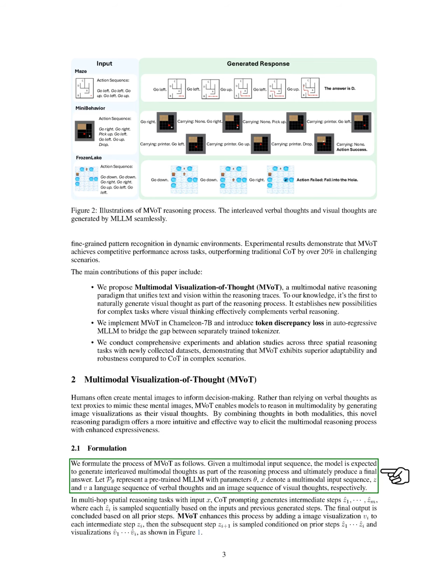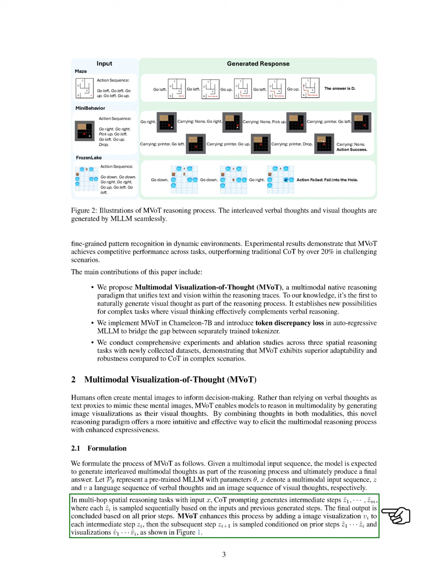We define the MVoT process as follows. Given a sequence of multimodal inputs, our model generates a mix of verbal and visual thoughts during reasoning, ultimately leading to a final answer. We denote a pre-trained multimodal language model, MLLM, with parameters, and we represent the multimodal input sequence, verbal thoughts, and visual thoughts as different variables. In tasks requiring multiple reasoning steps, we use a method called chain of thought, COT, prompting to create intermediate verbal thoughts based on the inputs and previous steps.